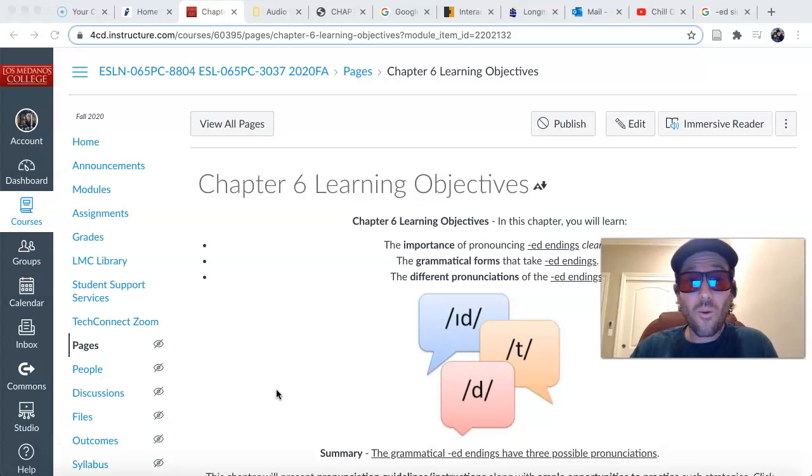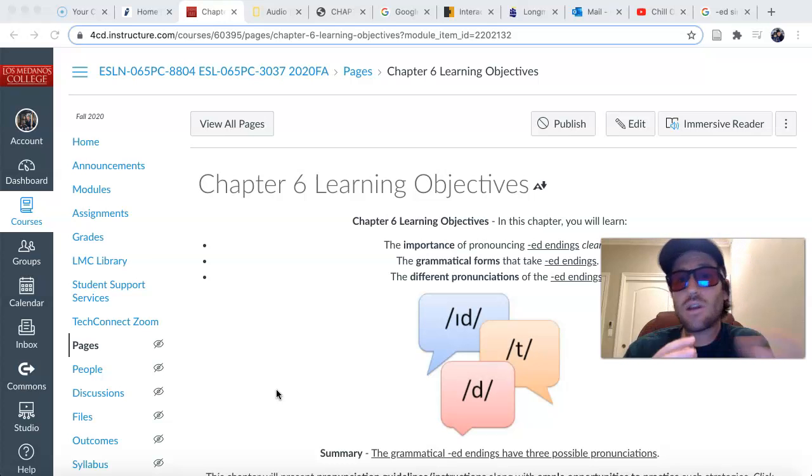We are well on our way, everyone. We're almost halfway through our course, if you can believe it. And we're on chapter 6, which talks about ED endings in English. Very similar to what we looked at in the previous chapter, which talked about the S ending.